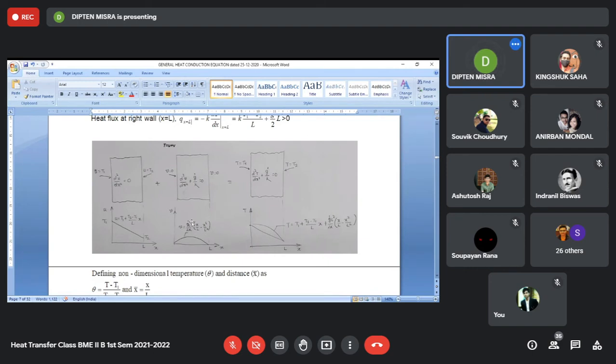And let us see the unit of G dot L square by K, because 2 is also a number. What is the unit of G dot? That is equal to watt per meter cube, called the volumetric rate of heat generation. Rate of heat generation is watt, per unit volume is watt per meter cube. So G dot has a unit of watt per meter cube. And if you multiply that with meter square, L square, it becomes watt per meter cube into meter square. It becomes watt per meter.